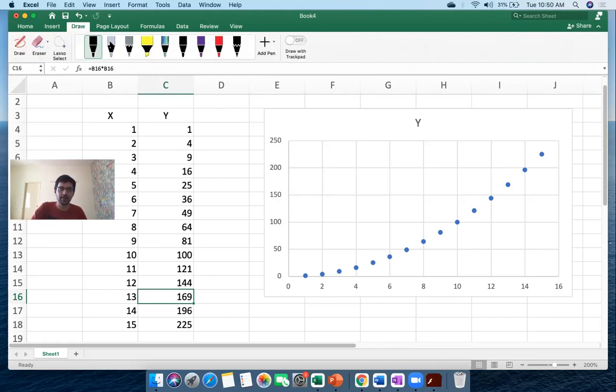Let me just plot it maybe. This is the y-axis and this is the x-axis. When the value of x is increasing, the value of y is also increasing. And if you see, this is actually not a straight line. It is a curve, if I join the dots.